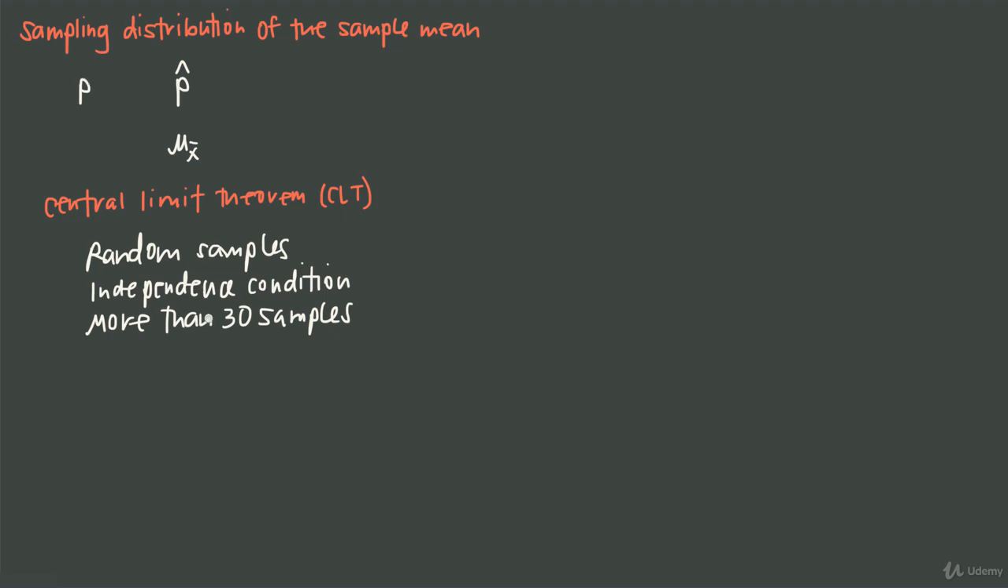Now, if we meet those three conditions, then we will have a normally distributed sampling distribution of the sample mean, and then we can say that the mean of the sampling distribution of the sample mean will be the same as the mean of the population. So in other words, the mean of the sampling distribution will be equal to the original mean of the population. We also know that the standard error of the sampling distribution of the sample mean will be equal to the standard deviation of the original population divided by the square root of the sample size.